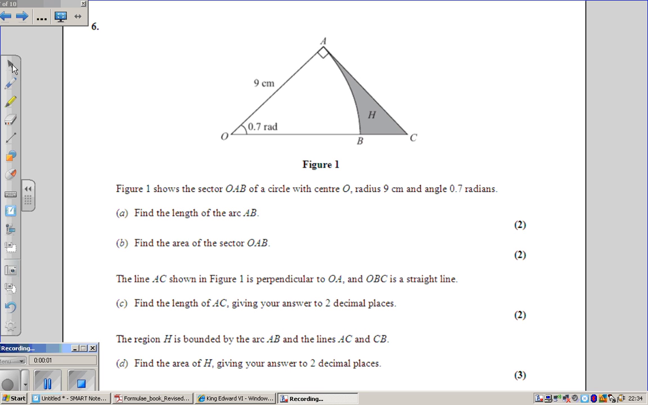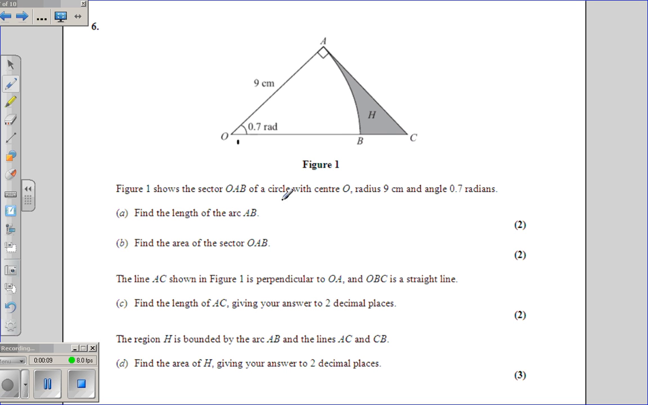Right, question 6. Figure 1 shows the sector OAB. I have a circle with centre O, radius 9. So straight away, I don't know if we'll need this, but we know that this length here is going to be 9 as well, because it's the radius of this circle here. And the angle is 0.7 radians.